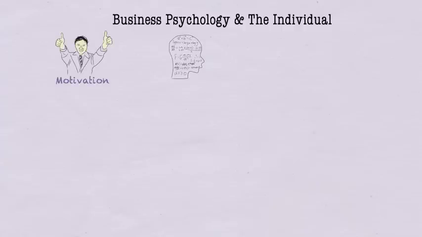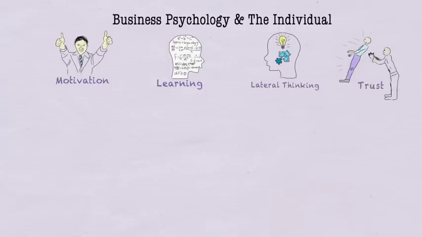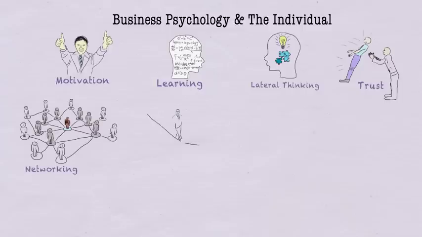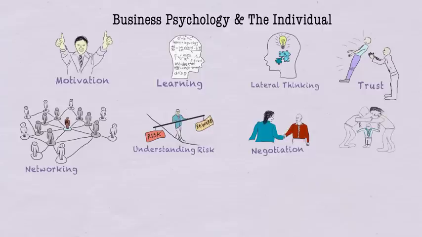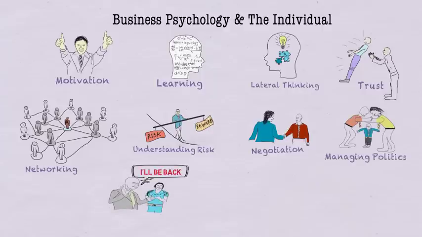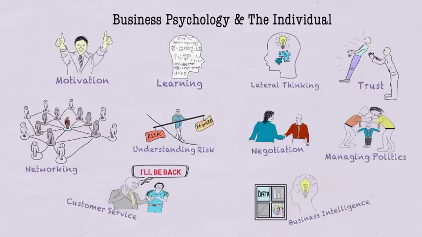Individual success and workplace satisfaction requires competency among several dimensions. For example, high performance and satisfaction in the workplace is associated with personal motivation, constant personal growth and learning and the avoidance of mental stagnation, an ability to think laterally, an ability to engender trust from others, networking skills, an ability to understand risk and uncertainty, negotiation skills, an ability to manage politics, customer service skills, and high levels of business intelligence. This is the end of this introductory video.